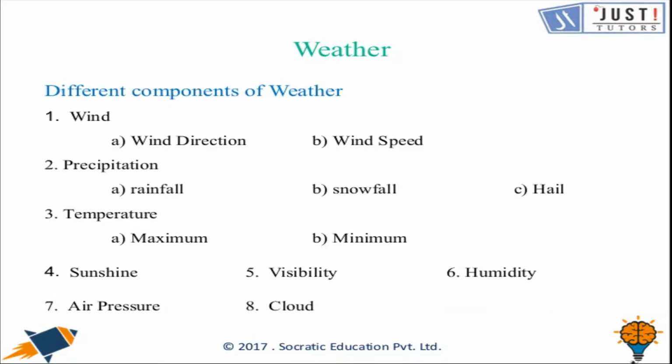Now weather on its own has different components. These components have been listed right here on this slide. First one would be the wind, and in that we consider the wind direction and the wind speed. Then comes precipitation, which includes rainfall, snowfall and hailstorms. Another important component is the temperature, in which we consider the maximum and the minimum temperature. Then there are some other components like sunshine, visibility, humidity, which is the moisture content in the air, pressure and also the clouds. In order to read the weather of a particular place at a particular time, we need to be very considerate about these components.